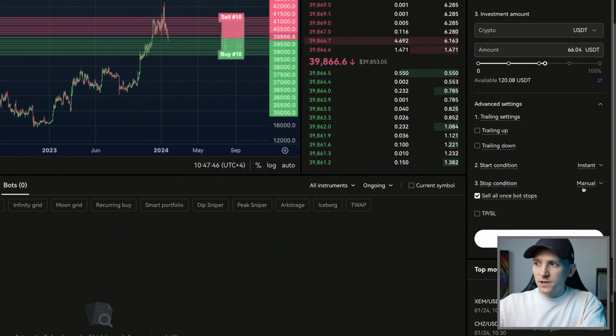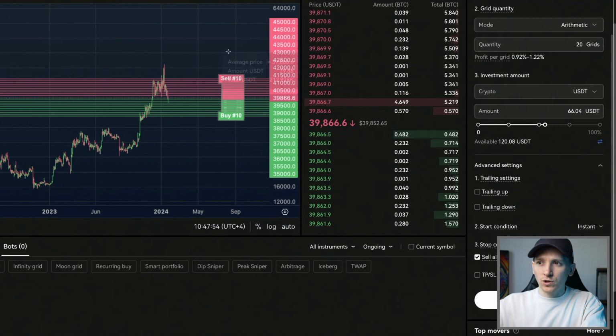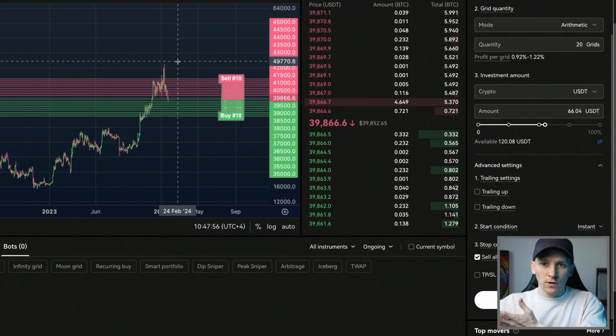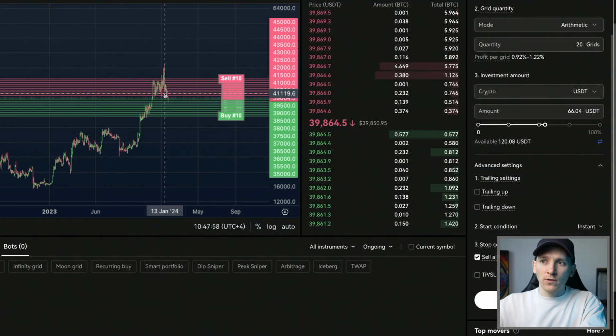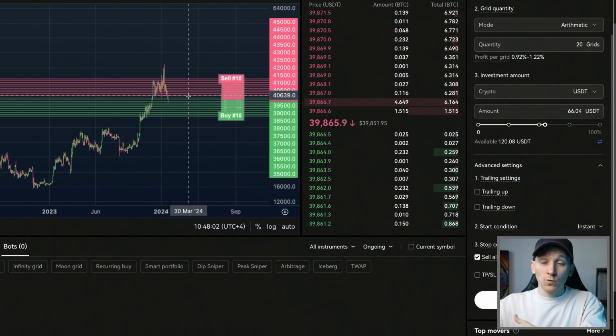And then the stop condition here, manual as well. So you can manually stop it, or you can set a price at which the bot stops. So if the bot does move up and you're not trading it, it stops right here, and you can stop the bot trading. Remember that if the price goes up here, the bot that you set with the parameters will still be active.